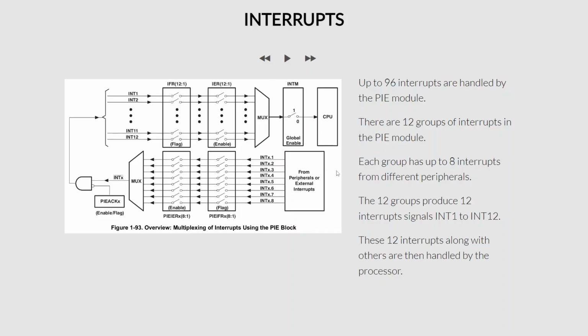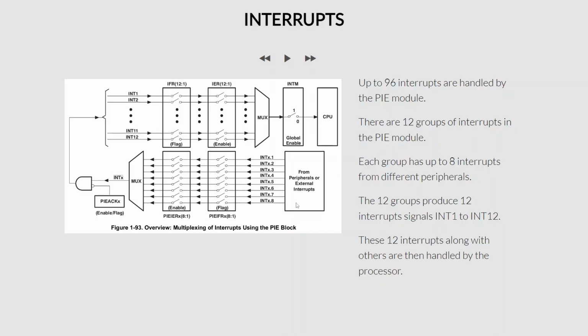So the final result is that each group produces one interrupt that goes to the processor. And these interrupt signals are INT1 to INT12, right? And as you might have seen, CPU timer 1 and CPU timer 2 produce INT13 and INT14. So that's not a part of this PIE module, right? So the PIE module then passes on these 12 interrupts, which are then handled by the processor, along with those which are handled separately.